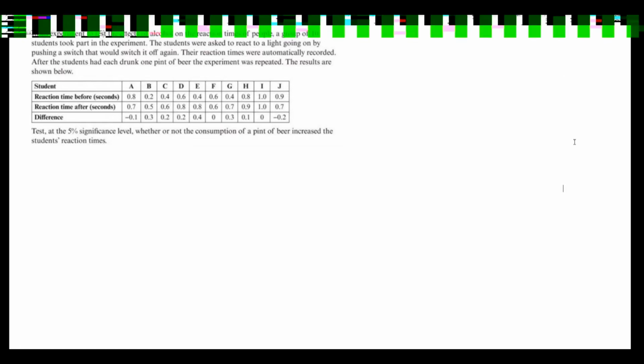We're asked to do a 5% hypothesis test, and we're looking for whether or not consumption of a pint of beer increased the students' reaction times. So let's start this hypothesis. The null hypothesis, mu d equals 0, and the alternate hypothesis, we're looking to see if the reaction time has increased. So mu d is greater than 0.